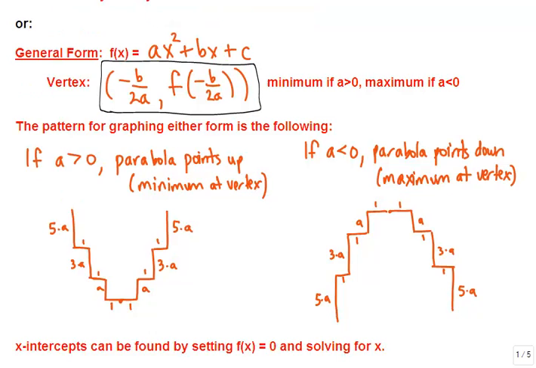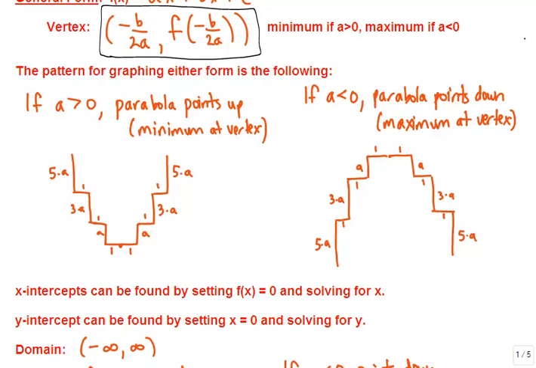Now if you're asked to graph a parabola, the pattern for both forms is going to be the same. If the parabola points up, then that means its a would have to be positive or greater than 0. And the pattern would be to plot your vertex, and then you go over 1 up a, over 1 up 3a, and if you wanted additional points, you could go over 1 up 5a. If your parabola points down because a is negative, then you would just go over 1 down a, over 1 down 3 times a, over 1 down 5 times a, etc.